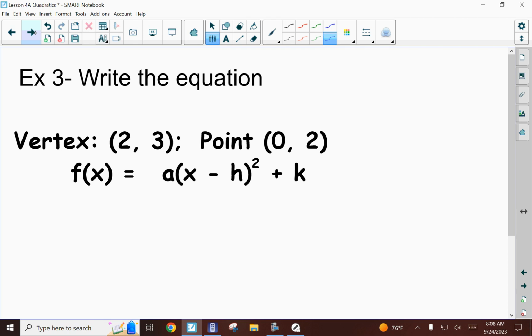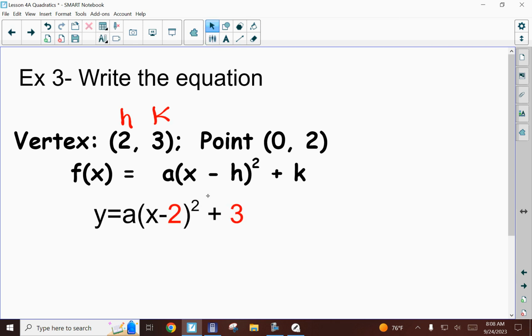Okay, next equation. It says the vertex is at 2, 3. So remember, the vertex has to be h and k. So if we start there, we start off like that. Now at this point, we still have a lot of letters. We want to get it down to just one letter, so we want that a all by itself. So the next thing we're going to do, just like all the other equations, is plug in x equals 0 and y equals 2. So then we're at this point.